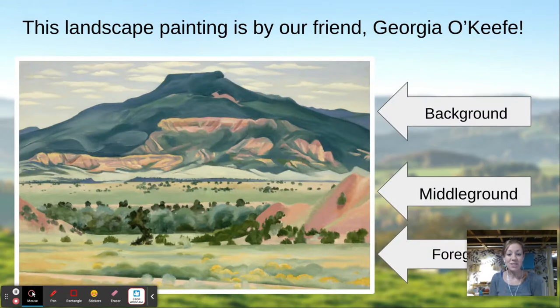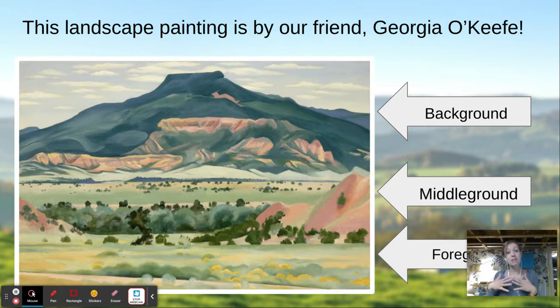Here we go. This is a landscape painting by our friend Georgia O'Keeffe. It's sort of desert-ish, but it's not super dry because we can see that there are some plants here. Down here at the bottom of the landscape are some bushes. We can see a little teeny tiny yellowish brownish road, and these yellow little bush-type plants are closest to us in the picture. The part of the picture that is closest to us is called the foreground.